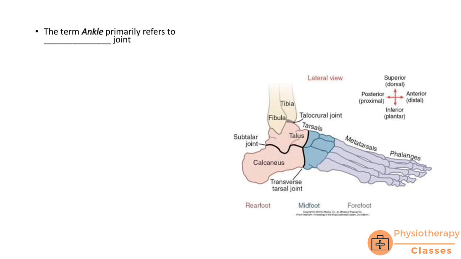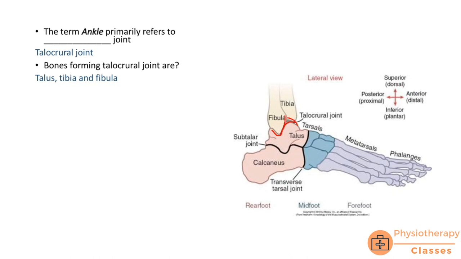The term ankle primarily refers to the joint that is called the talocrural joint. The talocrural joint is formed by the bones which are talus, tibia and fibula. You can see in the picture here, the talocrural joint is formed between the upper articulating surface or the dome of the talus, also called the trochlear notch of the talus, and some part of the fibula and some part of the tibia. So this is called the ankle joint or talocrural joint.